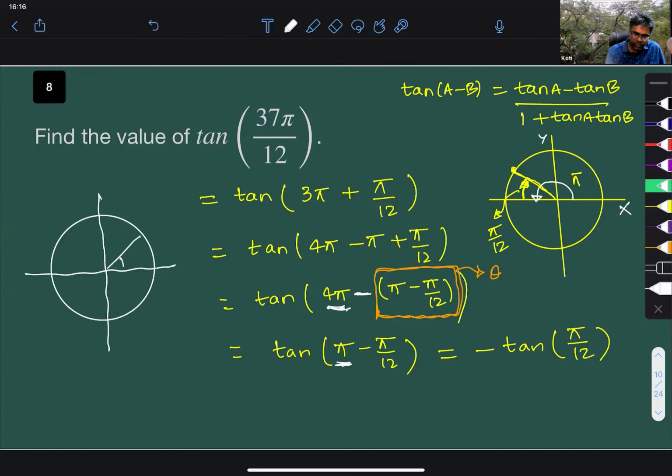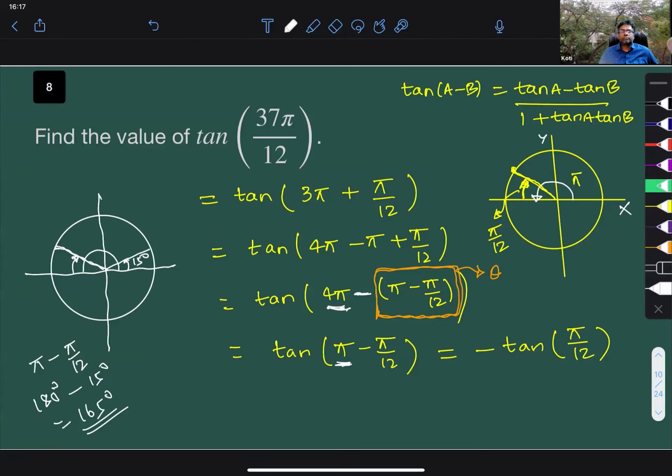Let's say 15 degrees will be even smaller. So you are in the first quadrant, but you are actually in the second quadrant, right? So you're going this way and then back. That is your tan of pi minus pi by 12, which is 11 pi by 12. In terms of degrees, pi minus pi by 12 is 180 degrees minus 15 degrees, so you're looking at 165 degrees. So you're in the second quadrant.